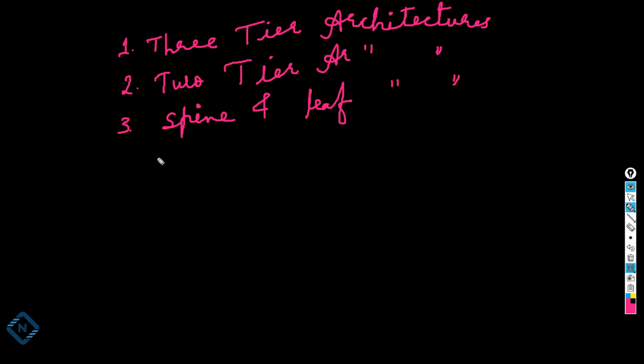But imagine if you are working in an organization that is not using a consultant, and they want you to design, then we need to remember we can design in three ways. We have 3-tier architecture, 2-tier architecture, and spine and leaf.